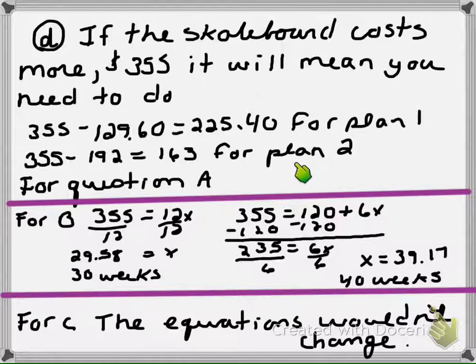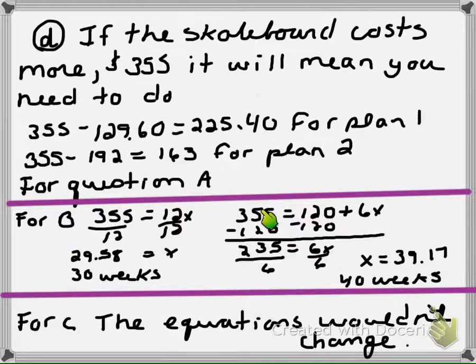For question B, the question is asking how much will you have paid off in 12 weeks? Wait, no, it didn't. It said, when will the skateboard be paid off? Well, for plan 1, if you set up the equation, total cost of the skateboard is equal to 12 times the number of weeks, and you divide by 12 on both sides to get the variable x by itself, it's going to be 29.58, which means it's going to take 30 weeks to pay the skateboard off.